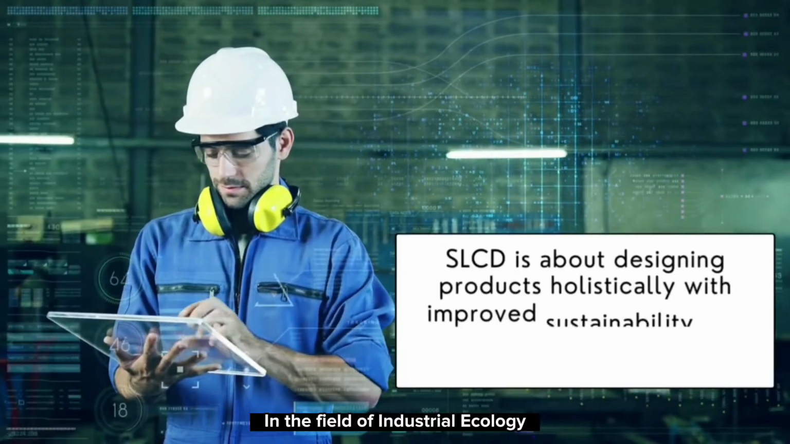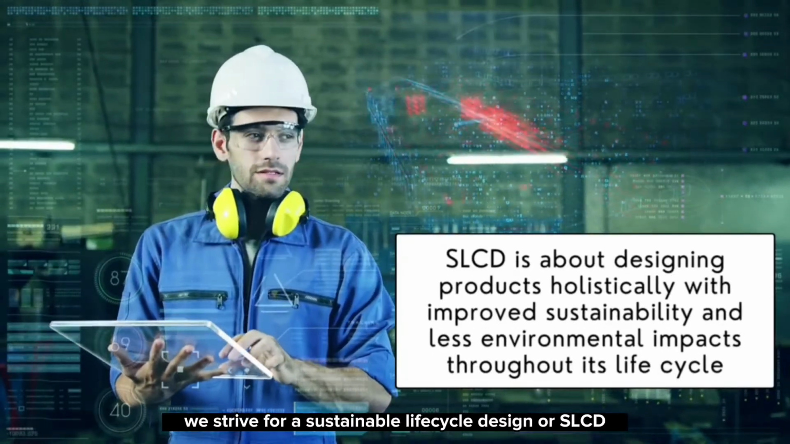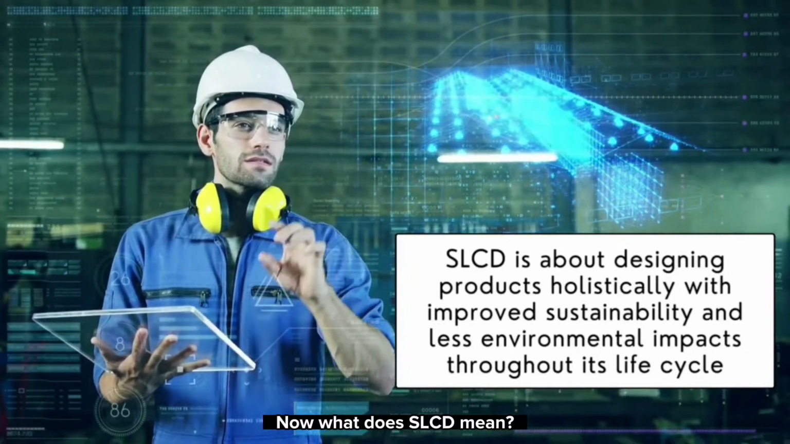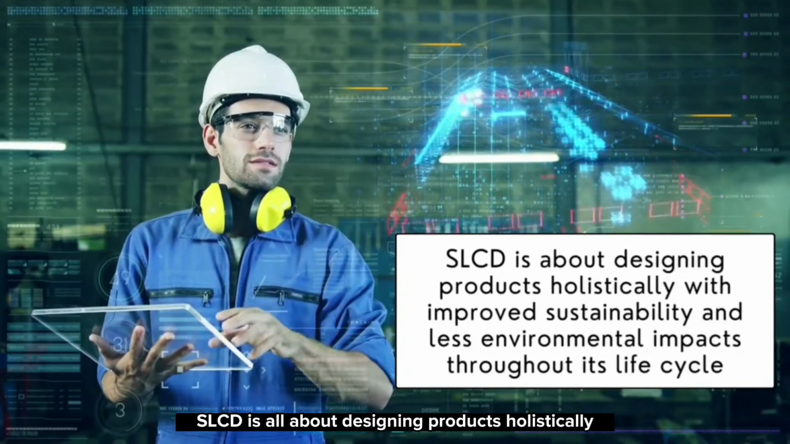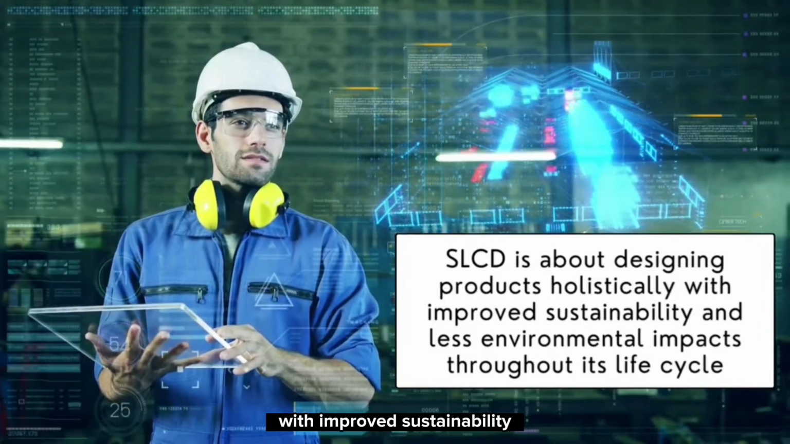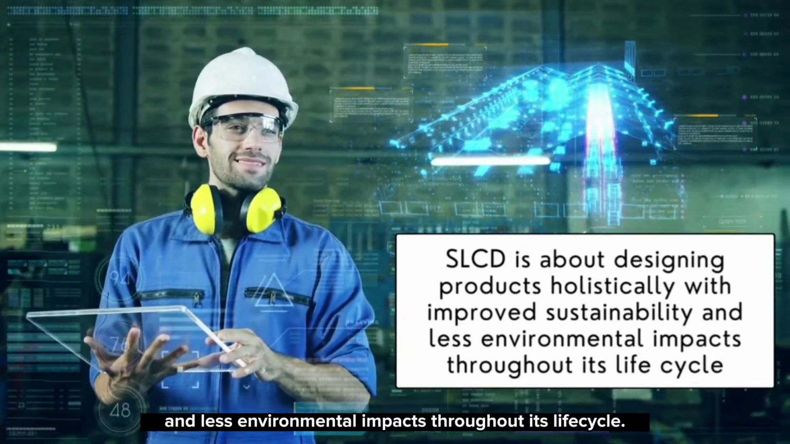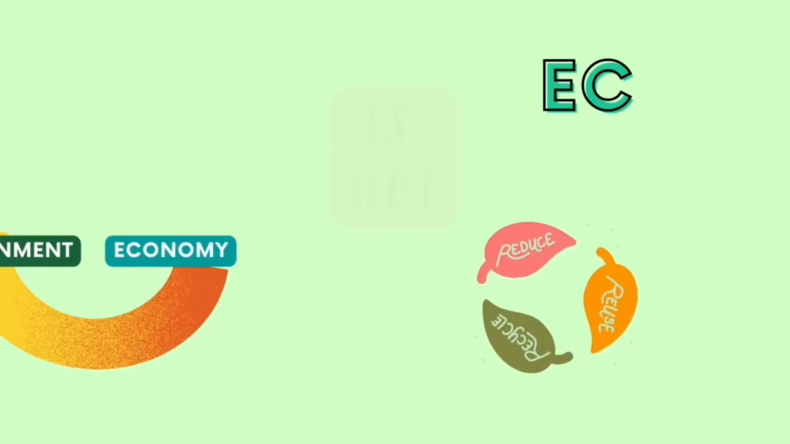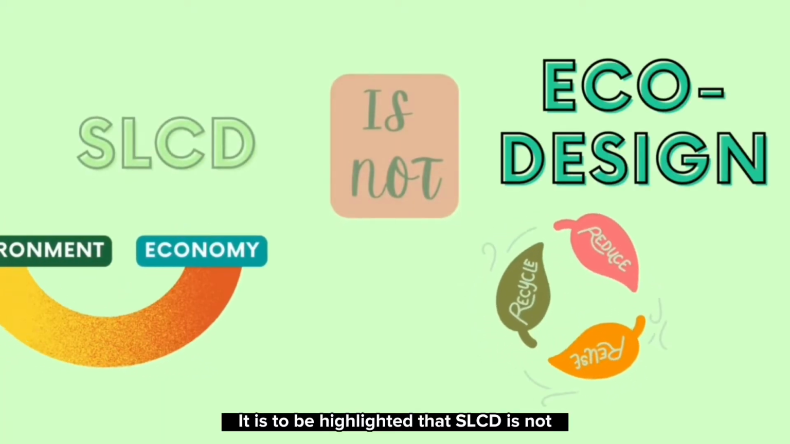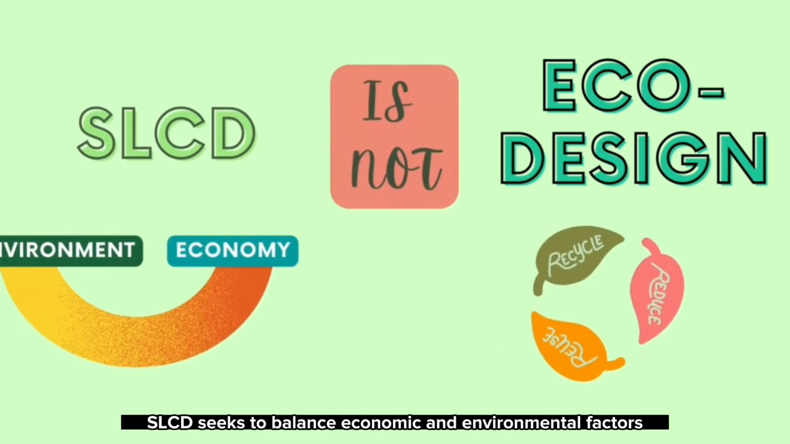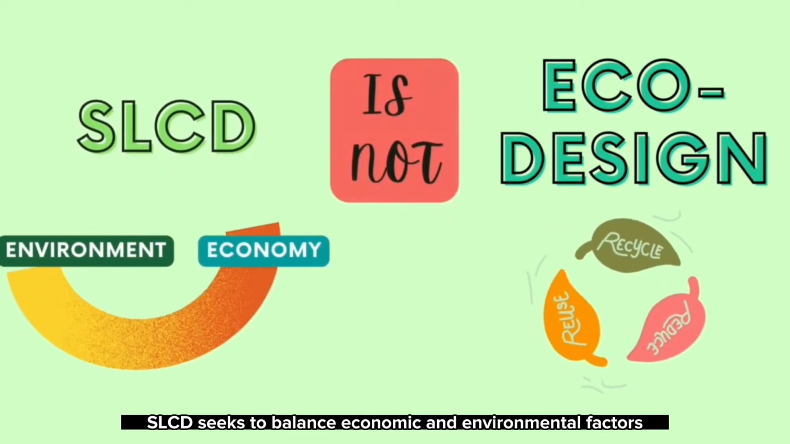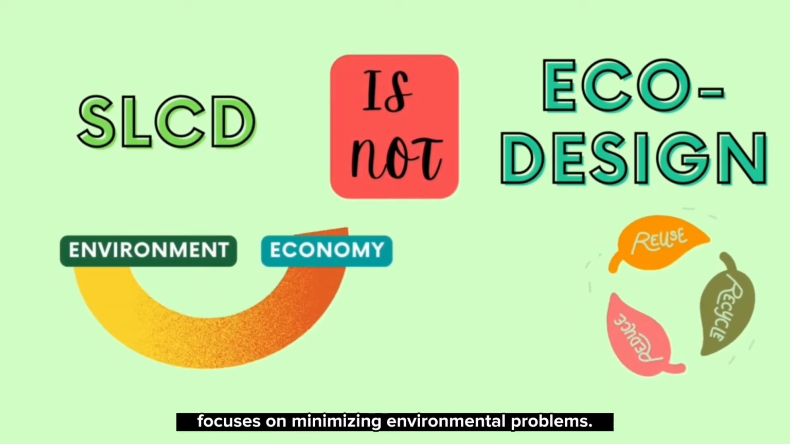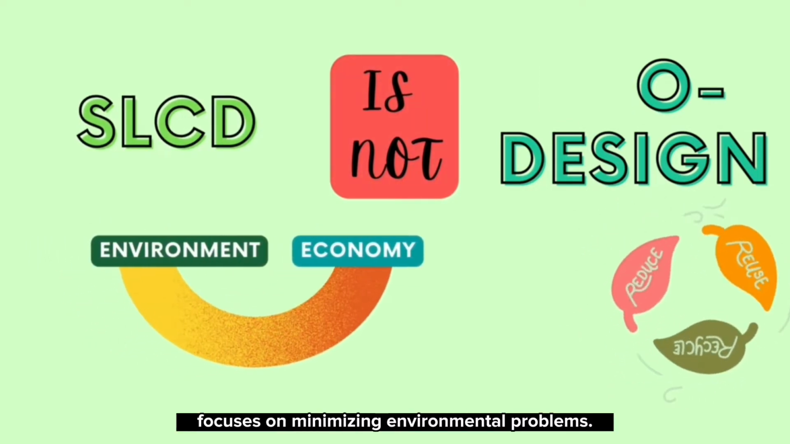In the field of industrial ecology, we strive for a sustainable life cycle design or SLCD. Now, what does SLCD mean? SLCD is all about designing products holistically with improved sustainability and less environmental impacts throughout its life cycle. It is to be highlighted that SLCD is not eco-design. SLCD seeks to balance economic and environmental factors, going beyond eco-design, which primarily focuses on minimizing environmental problems.